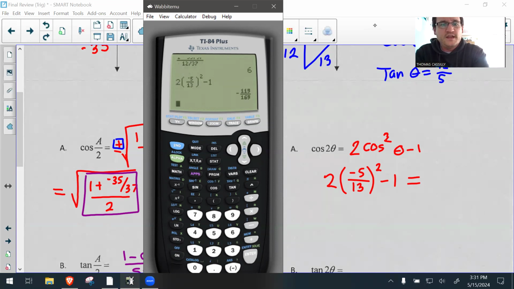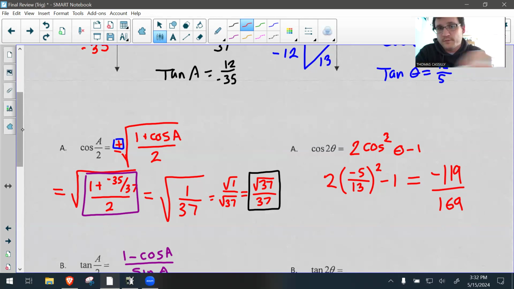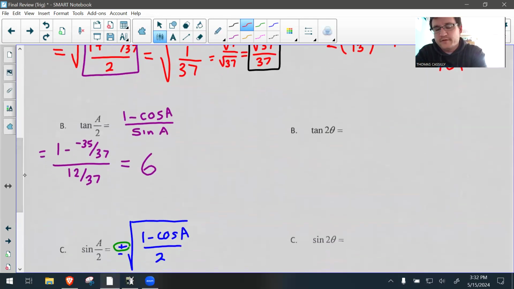But this gives us -119 over 169. So that's the cosine of 2 theta. We don't have to worry about the plus or minuses here because that's taken care of in the formulas.